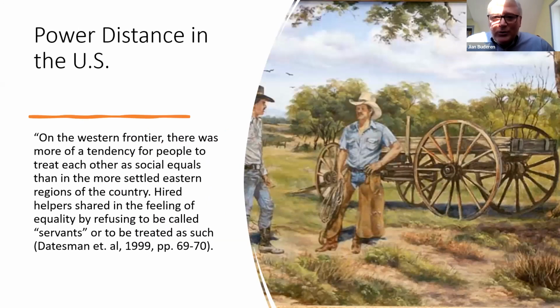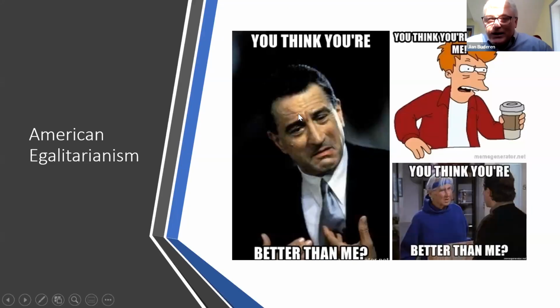And this was just a quote that I found about egalitarianism in the US. On the other hand, on the Western frontier, there was more of a tendency for people to treat each other as social equals than in the more settled Eastern regions of the country. Hired helpers shared in the feeling of equality by refusing to be called servants or to be treated as such, right? American egalitarian is all about you're not better than I am, or as we see, you think you're better than me, right? Americans don't take kindly to the snob, right?